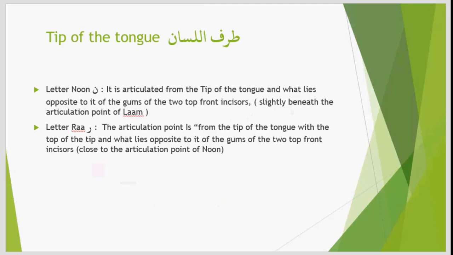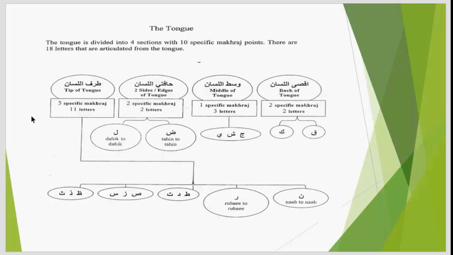Okay, so now let's finish the tip of the tongue. But before, I want to show you this chart I made in the beginning. The tongue is divided into four parts. You can all see the slide. So we have finished this part, the aqsal lisan. It has two makharij, qaf and kaf. So this one is done.